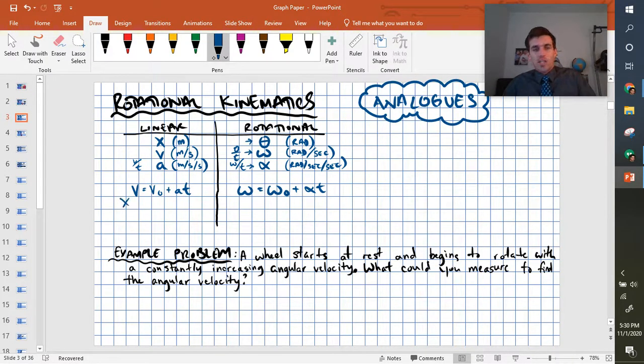For the next equation, x equals x naught plus v naught t plus 1/2 at squared, there will be a rotational analog. And for our final equation for kinematics, we have v squared equals v naught squared plus 2a times delta x. I think it's x minus x naught on your formula sheet, but this means the same thing. So if you'd like, pause it right here and try to put in the rotational analogs on your own. I'll wait.